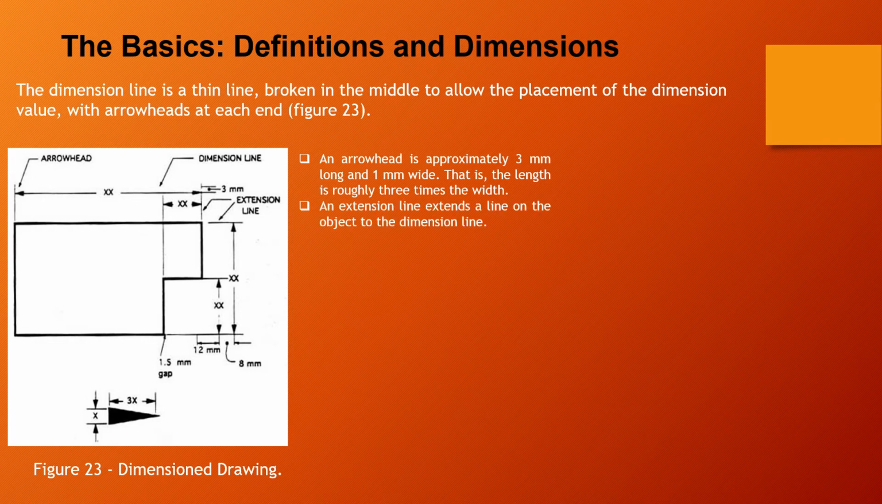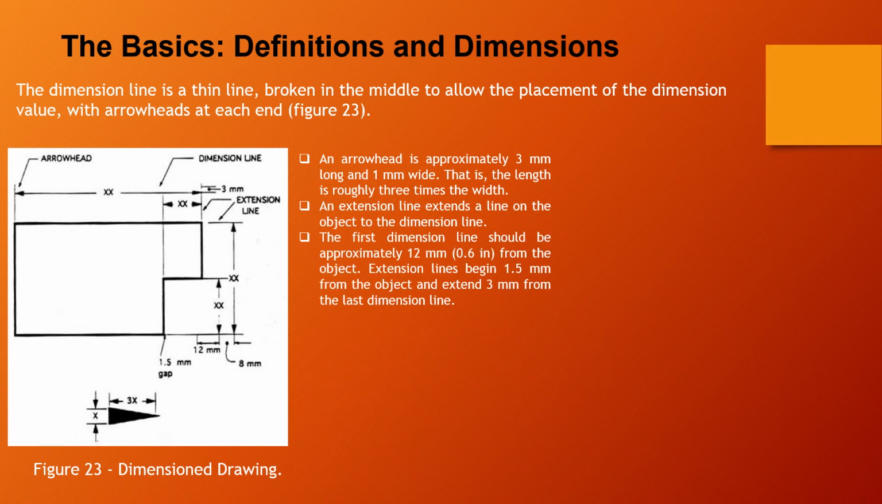Extension line. Extend a line from the object to the dimension lines. The first dimension line should be approximately 12 millimeters, which is about 0.6 inch, from the object. The extension line begins 1.5 millimeters from the object and extends 3 millimeters beyond the last dimension line.